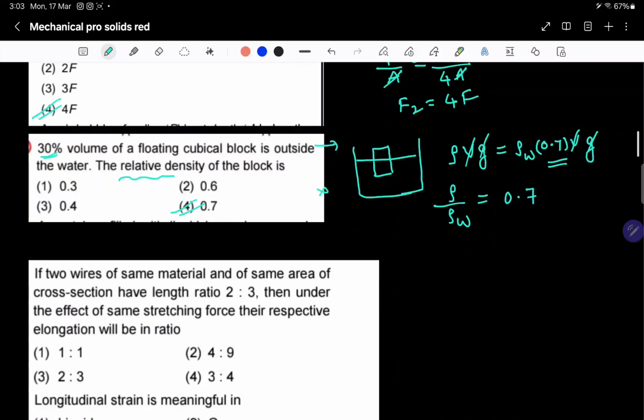Very important, students. These model questions, Archimedes principle, very important.